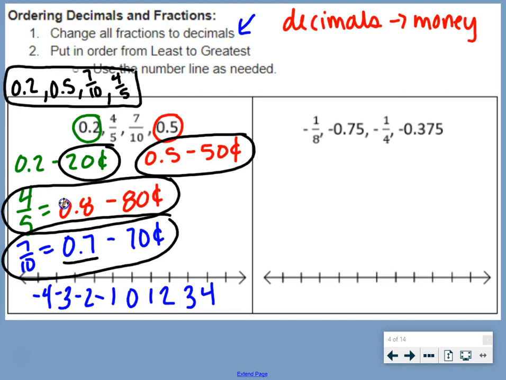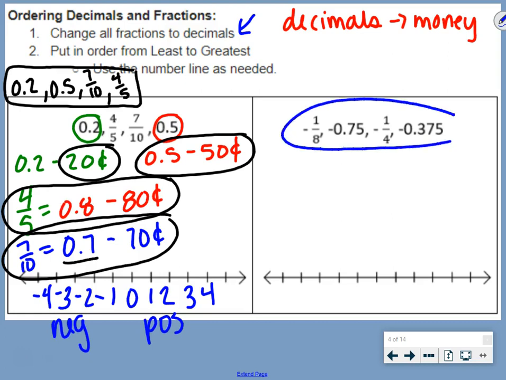Okay, now if we look at the next page, we do have some negatives. Now negatives, if we look at this number line, are always smaller than positives. So if you have negatives and positives, your negatives should always go first and then your positives if you're going from least to greatest. But these are all negatives. So that means we have to think backwards because that means we're in debt money.